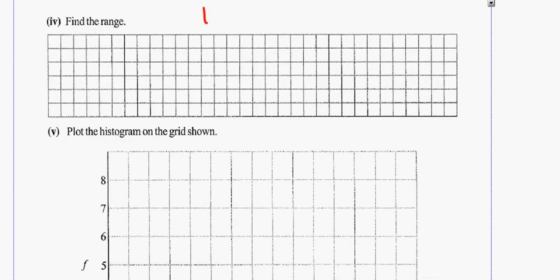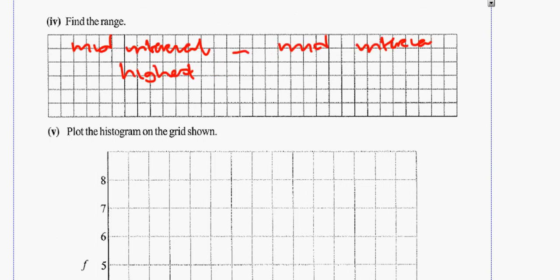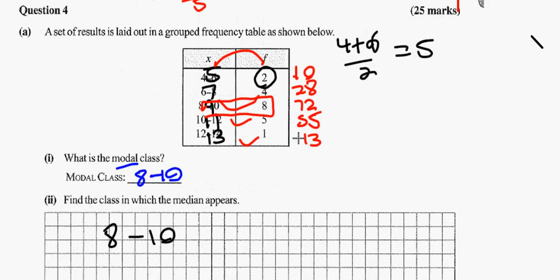The next thing it wants me to do is to find the range. The range is the top value minus the bottom value. So it's basically the highest minus the lowest, so the mid-interval of the highest minus the mid-interval of the lowest. The highest mid-interval value was 13, and the lowest mid-interval value was 5. So we take the lowest away from the highest, and we get 8. Remember, the highest mid-interval value was 13, and the lowest mid-interval value was 5.